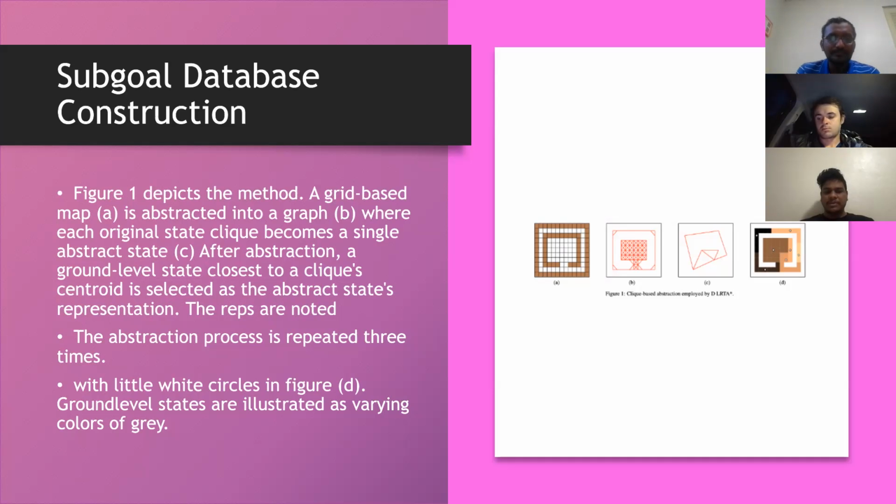After the abstraction process is completed in the whole of figure 1, the representatives have been identified. The abstraction technique is done 3 times in a row, the first with a few little circles, and there are few little circles in portion D of the illustration, where ground level states that abstract to distinct abstract states are shown as zones of varying hues in the diagram. Can you go to the next slide?